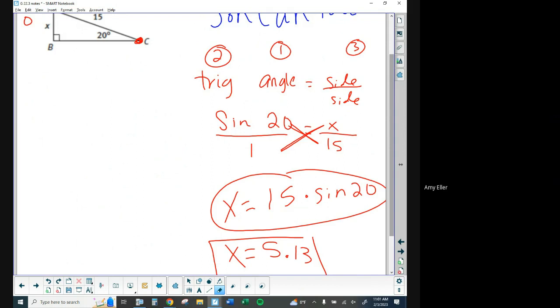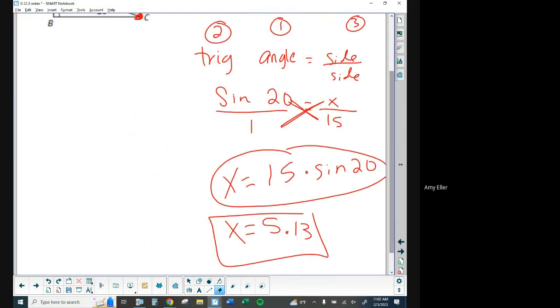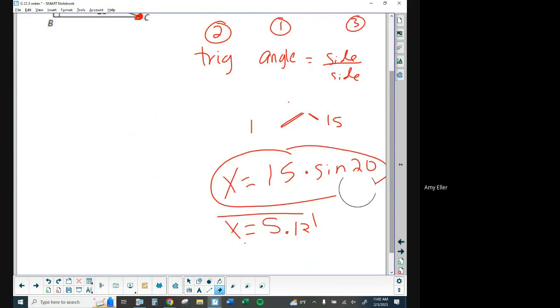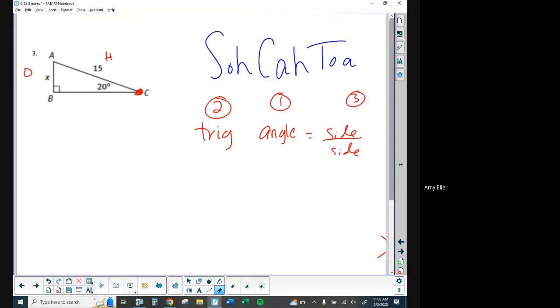Before you go on to the next one, I'd like us to do something here. Label your picture where it says X, label it 5.13.